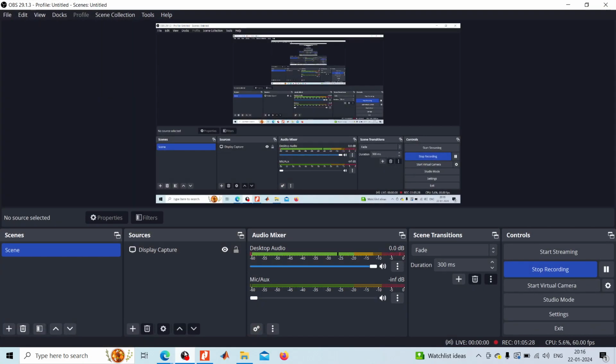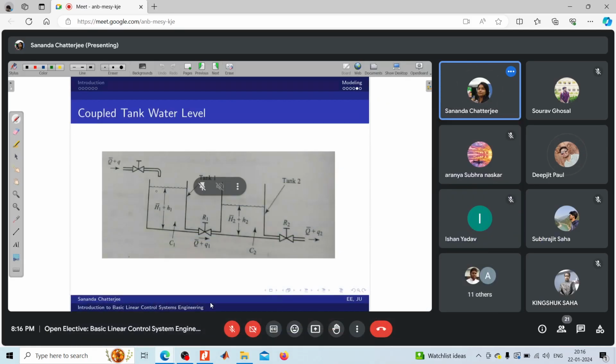In that system, what is this tank 1? I don't remember this time. That is a storage tank. Yes, this is the storage tank.